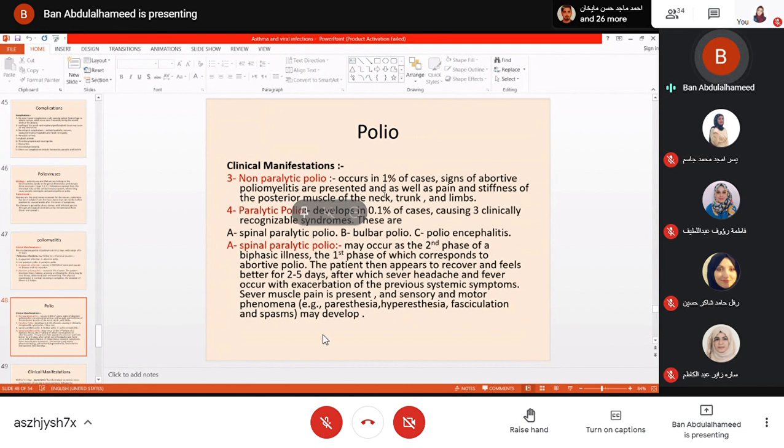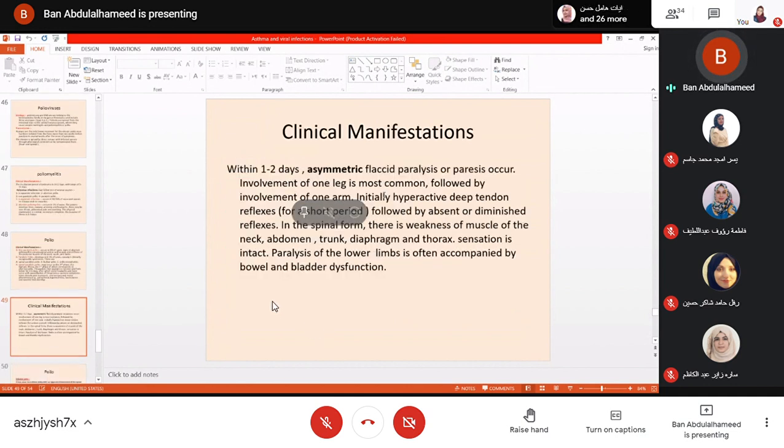After this manifestation, the first phase of fever and malaise, then the second phase of neurological involvement begins. Within 1 to 2 days, the patient develops asymmetric flaccid paralysis. Asymmetric means it involves one side of the body, or paresis occurs. Involvement of one leg is common, followed by involvement of one arm.